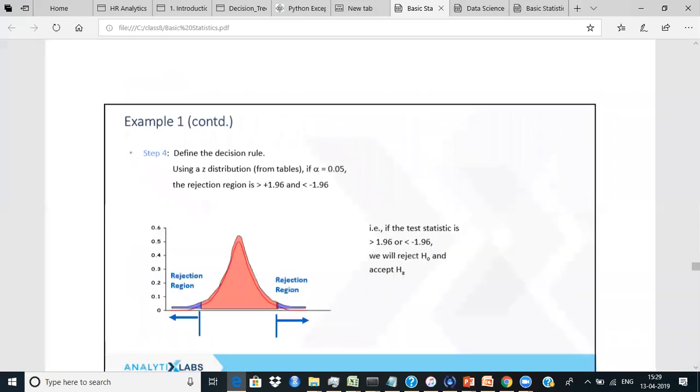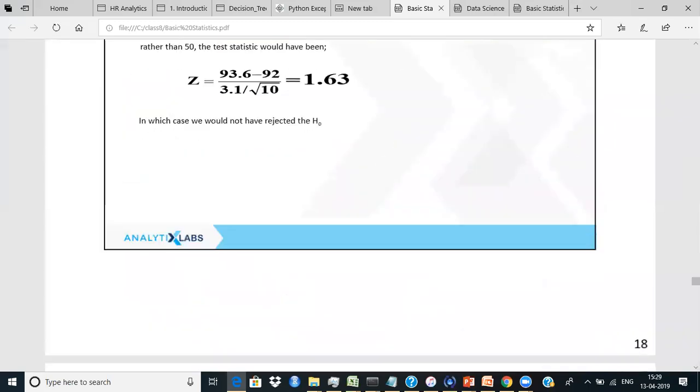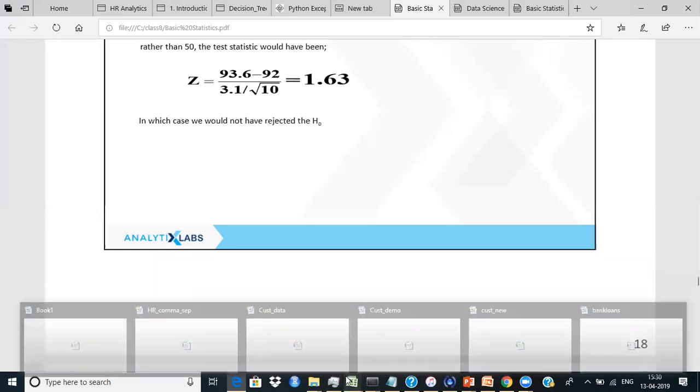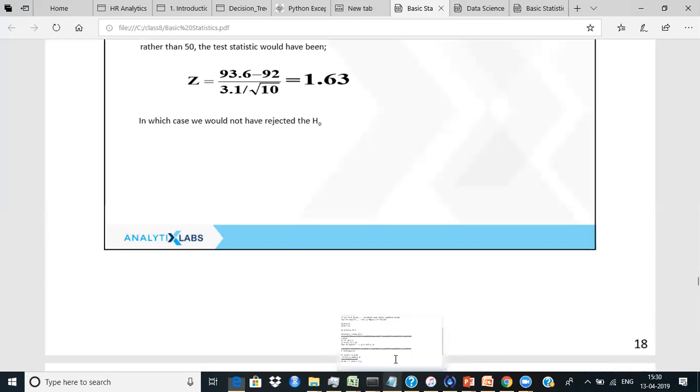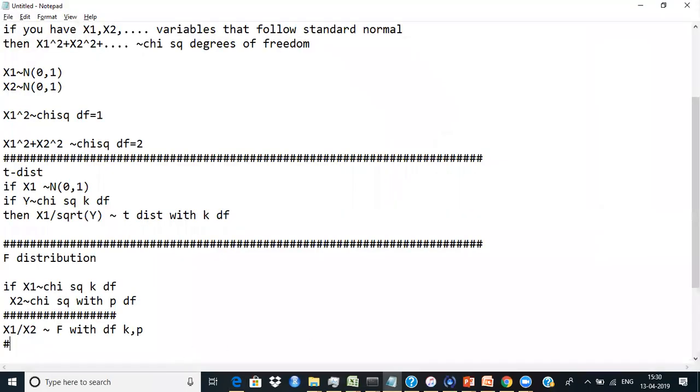Now, before we move on to the next concept, there is one more thing that I wanted to discuss, which is known as types of error. What kind of error can you make when you do hypothesis testing? Understand, hypothesis testing is very similar to a court case, right? It is very similar to a court case.